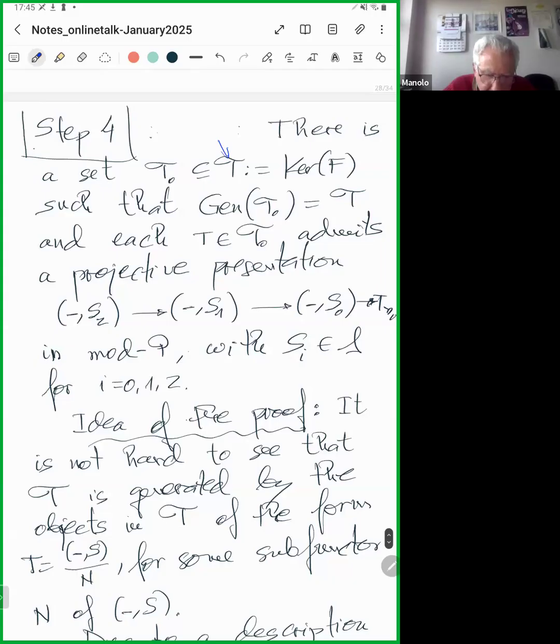You take as T0 those objects that appear in, or have, a projective presentation of, say, length 2. So these are projective alpha small objects, alpha presentable objects, actually projective alpha presentable objects of mod P. And then you can take all the objects in the torsion class that have a presentation like that.